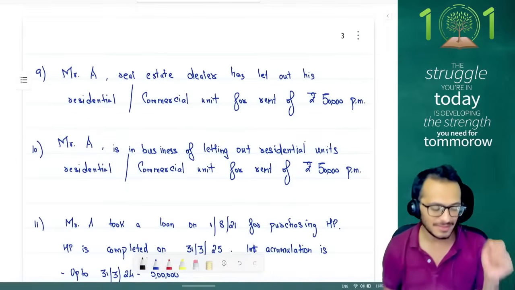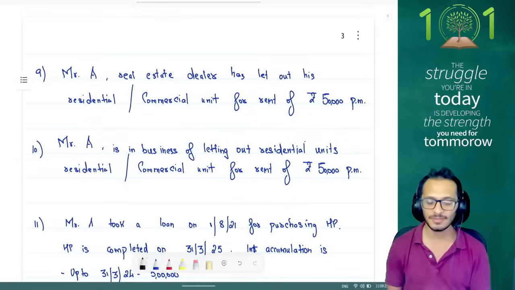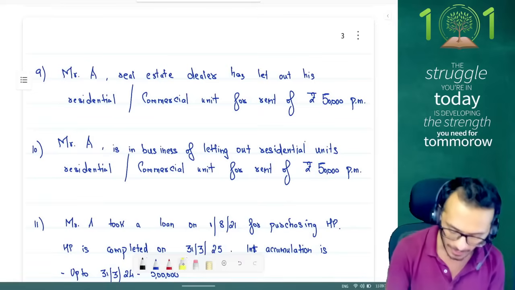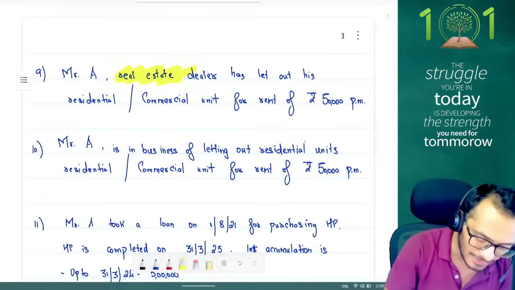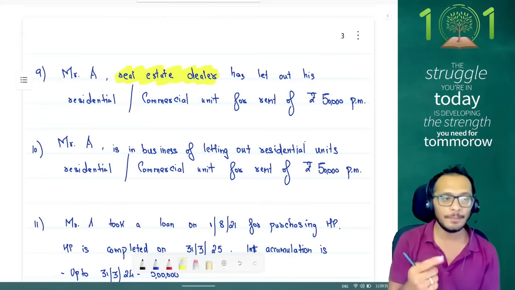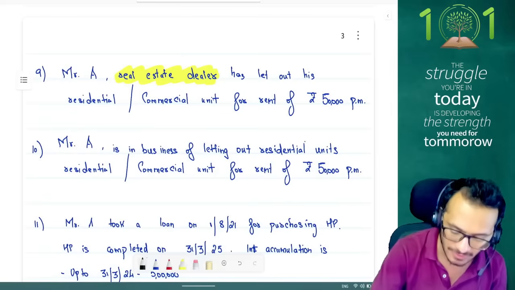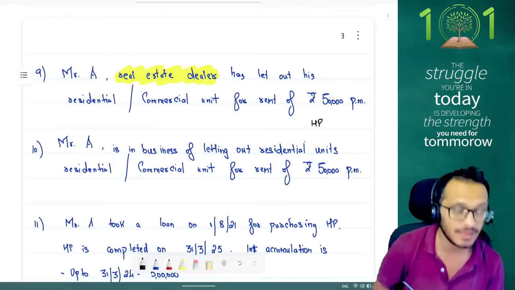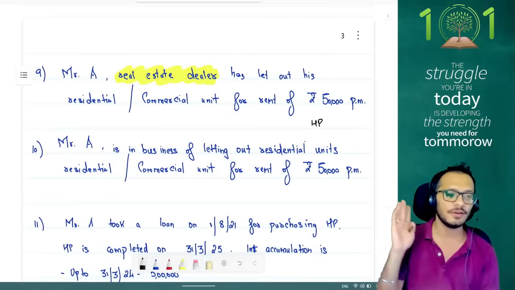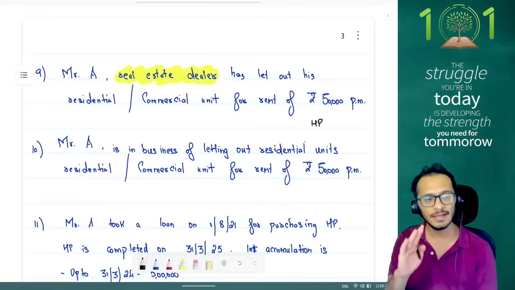Great. We're moving on to question number 9. It says Mr. A is a real estate dealer and has let out his residential or commercial unit for a rent of 50,000 rupees per month. People, look at my job. I am a real estate developer. As a real estate developer, my job is to buy and sell properties. When I'm buying and selling properties, letting out a property is not part of my business, which means this is fully taxable under HP. Yes or no? Whether you call it residential property or commercial property, I am not in the business of letting out, and therefore this is taxable under HP.